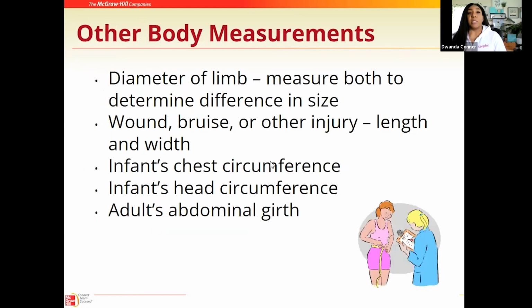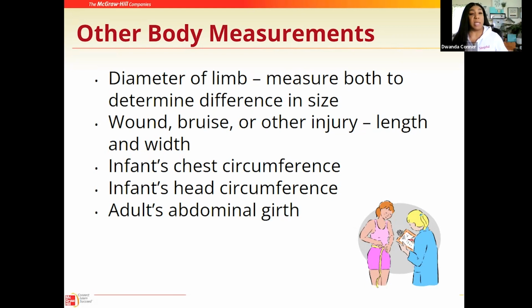Now, we do have other measurements that may occur from time to time, and one of them could be a diameter of a limb. Think along the lines of someone having possibly a swollen leg, and we want to determine the level of inflammation that they have in that leg. The best way to do that would be to measure the leg that isn't affected and compare it to the one that is inflamed, and that would help the provider determine at what rate the inflammation is occurring. We also can do measurements on wounds, on bruises, other body injuries as well.